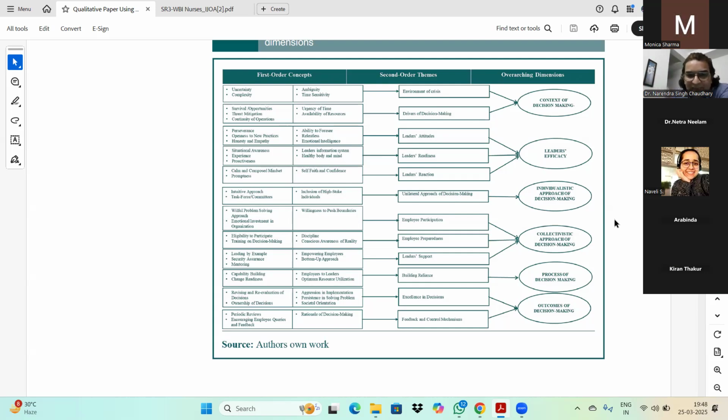If HR people are in this session, you will understand we are talking about leaders' efficacy, because attitude, readiness, and reaction all lead to leaders' efficacy. Efficacy is a term largely used for self-belief, that the leader believes he or she can do whatever task is assigned. Can you see the themes and how they merge into each other? Yes, totally, right? This is an actual paper.